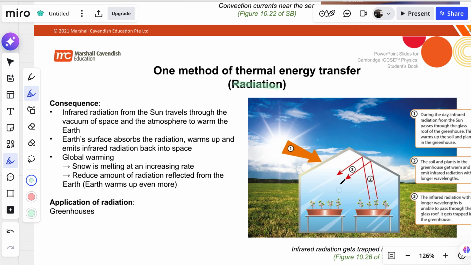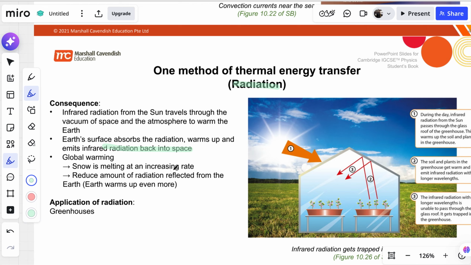Here, the infrared radiation from the sun travels through the vacuum of space and the atmosphere to reach the earth and warm the earth. The earth's surface absorbs the radiation, warms up, and emits some of the infrared radiation back to space. But some of these emitted rays are trapped due to global warming.